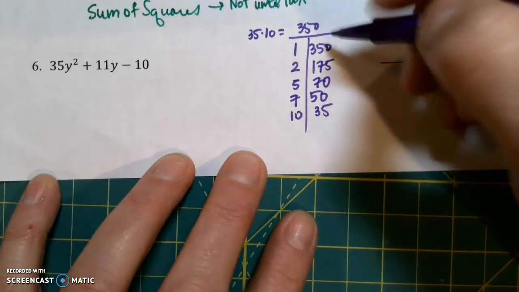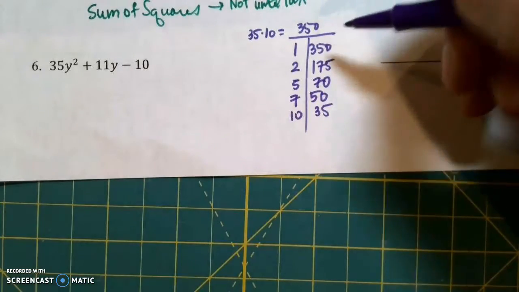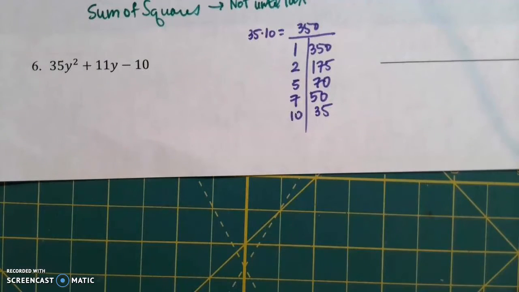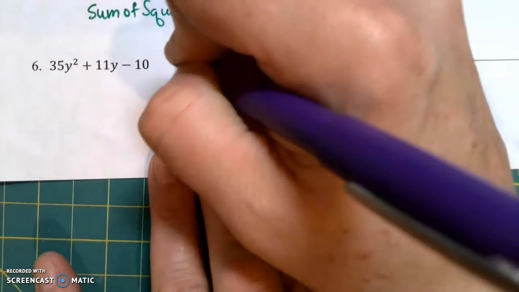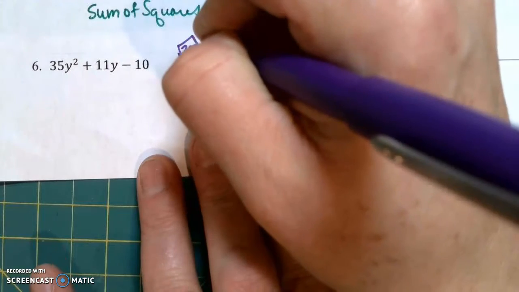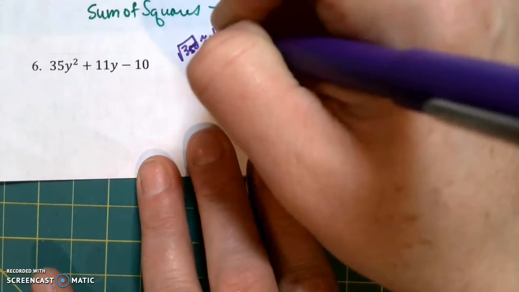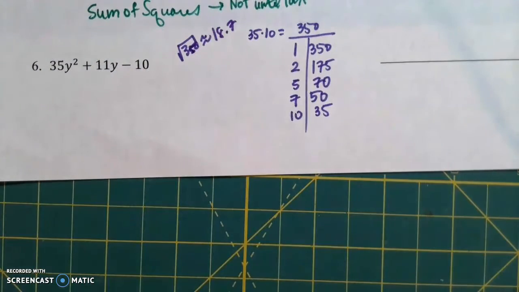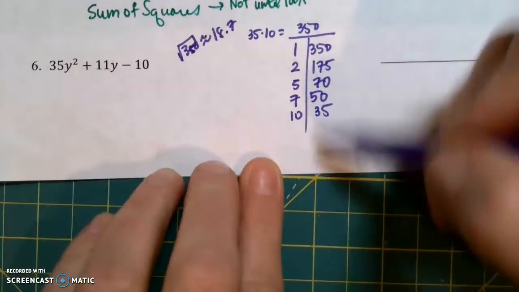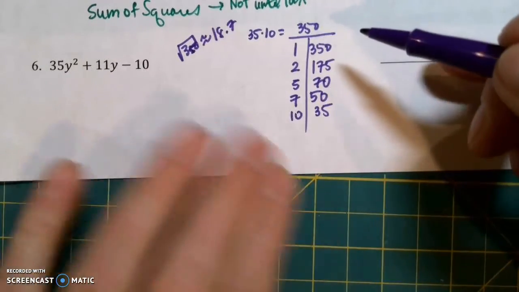All right. And we've got to check up through 350. So I'm just going to quickly figure out what the square root of 350 is, which is approximately 18.7. So if I check my integer factors up through 18, I know that I will have all of the possibilities.